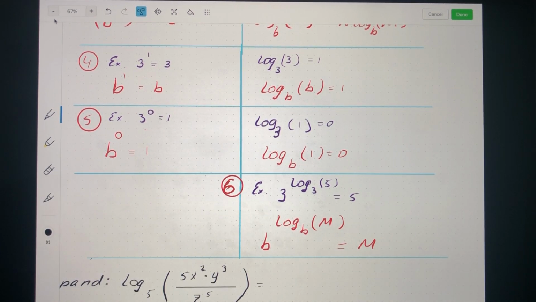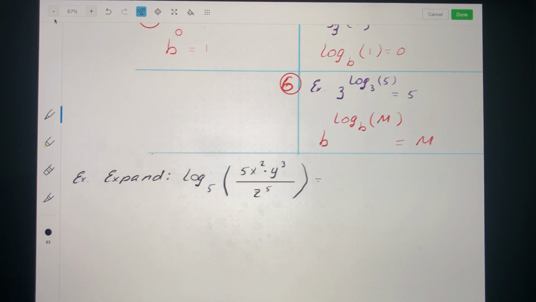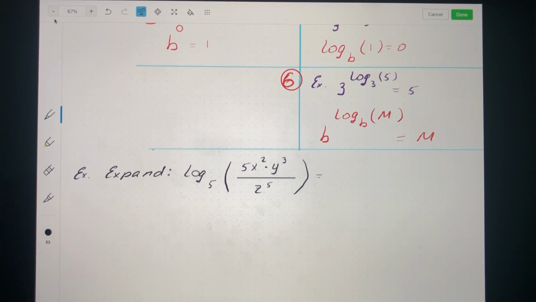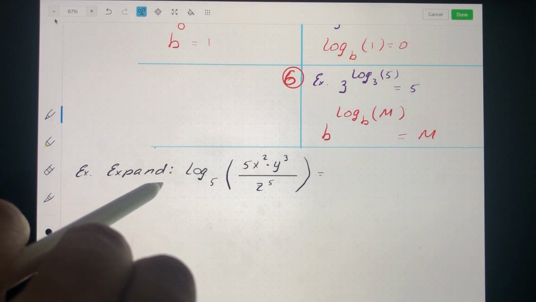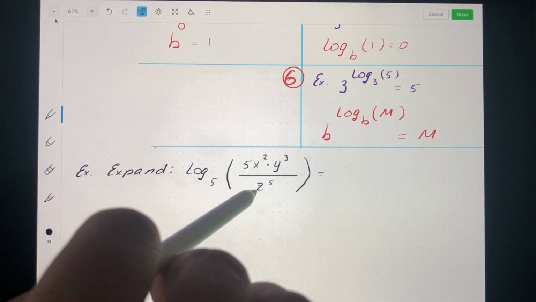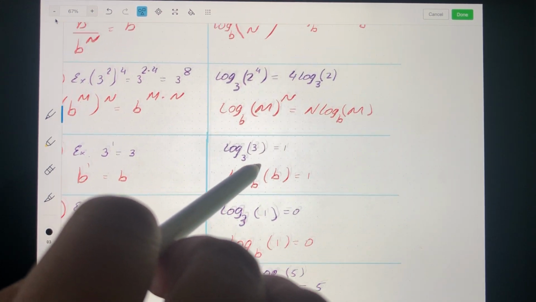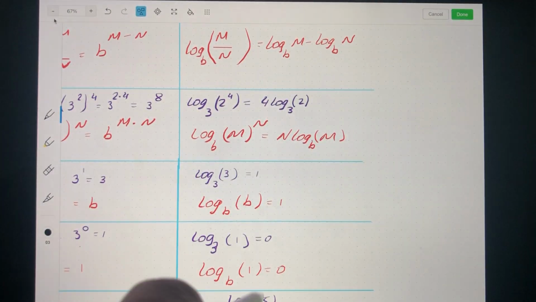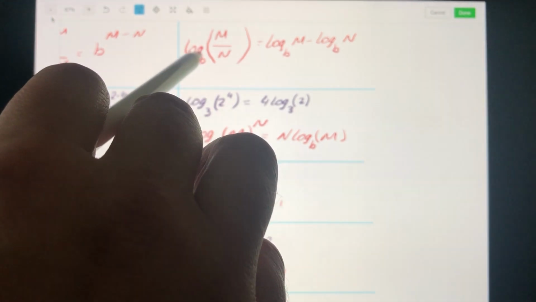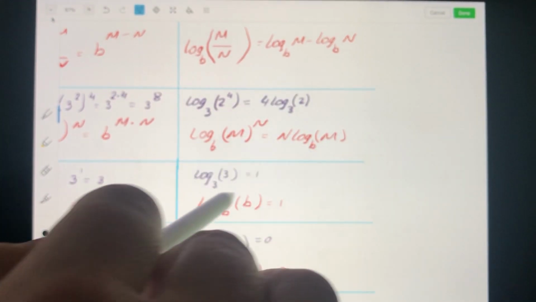Oftentimes in our homework and quizzes, we are asked two questions. First is expand. We have one logarithm with something inside and we're asked to expand it all the way. So we will be using the formulas for the logs and looking for each one of these situations and expanding them using the right hand side.